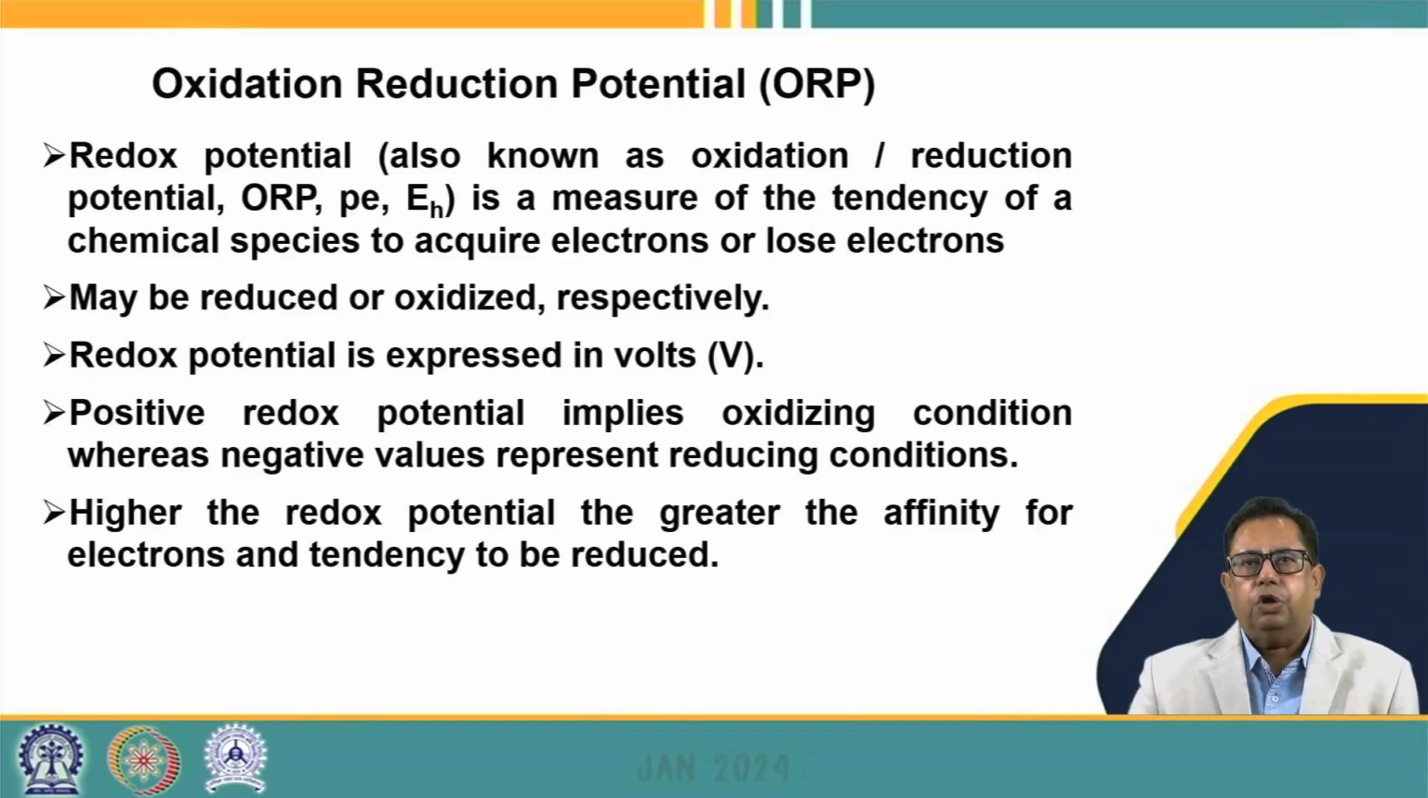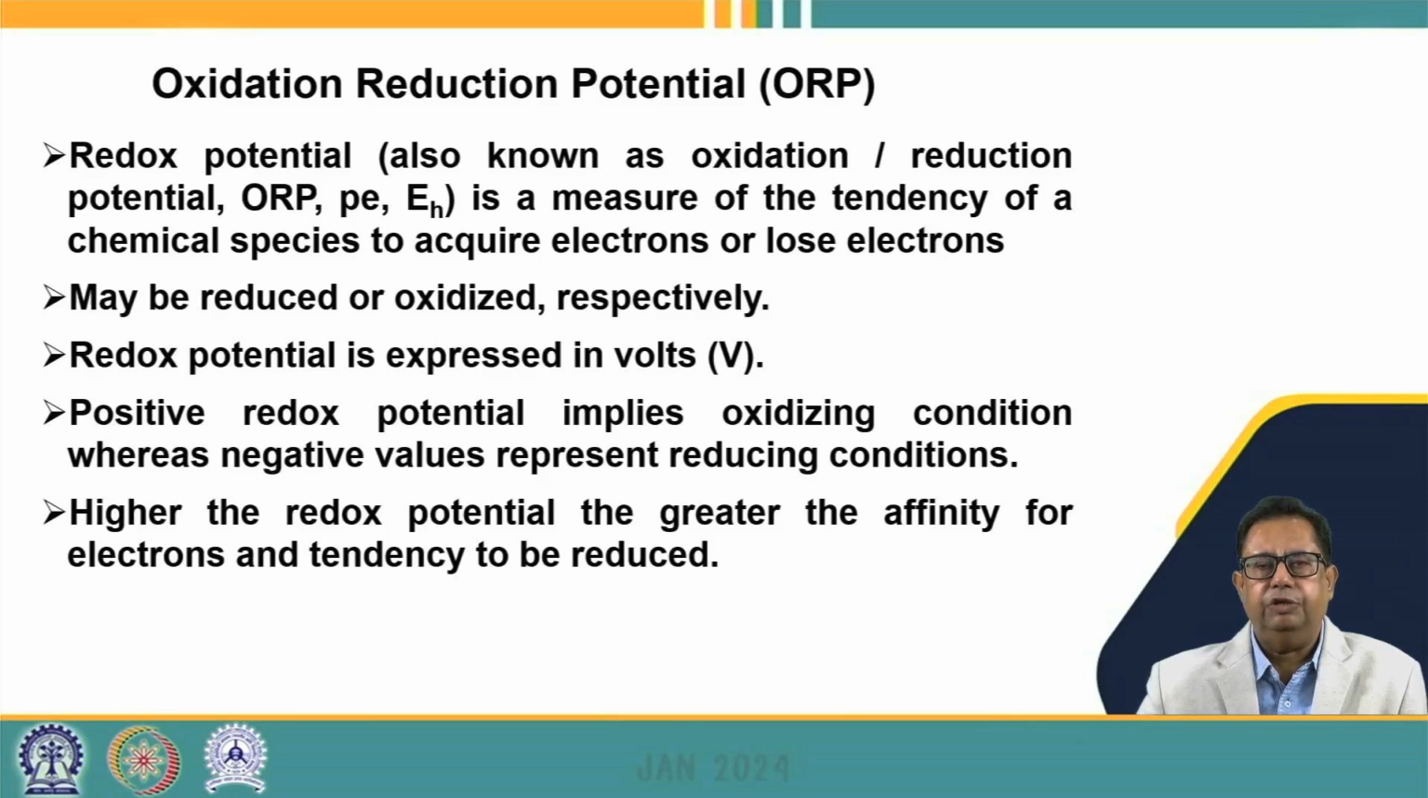So we always talk of oxidation reduction potential when we are talking of the AOPs. So the redox potential, also called the oxidation reduction potential, is termed ORP in short form, or pE or Eh. So they all represent the redox potential. It is the tendency of the chemical species either to acquire electrons or to lose electrons. When they acquire electrons, they are called reduced, right? And when they lose electrons, they are called oxidized. Okay. So this redox potential is generally expressed in volts, or we also express it in millivolts.